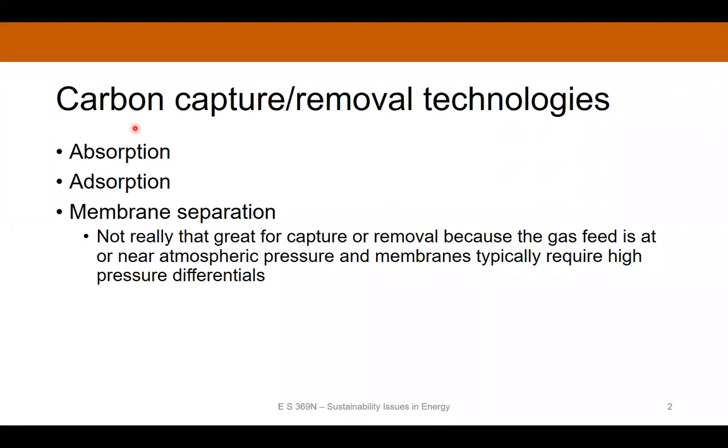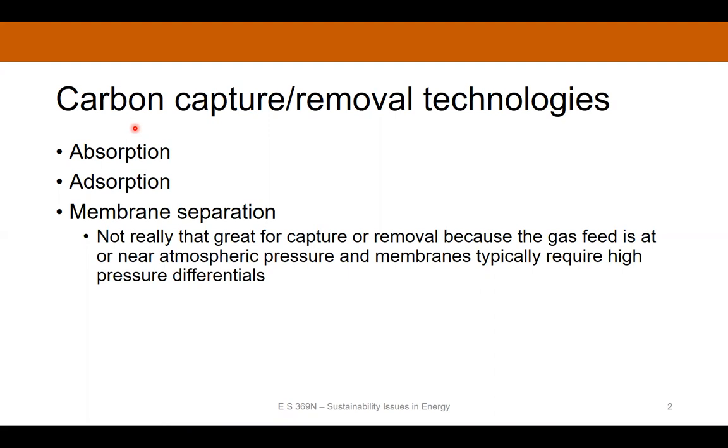So there's really three types of carbon capture or removal technologies that are in use currently. There's absorption, adsorption, and membrane separation. Now, what I'm going to talk about in this lecture is only going to be absorption and adsorption. Membrane separation doesn't really work that well for carbon capture.